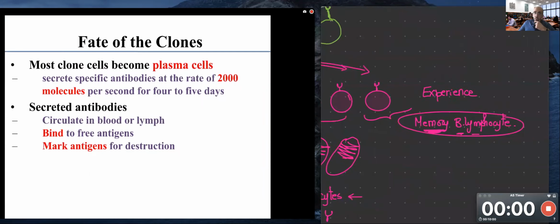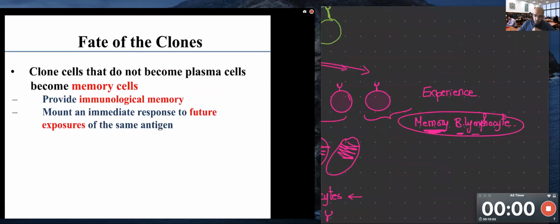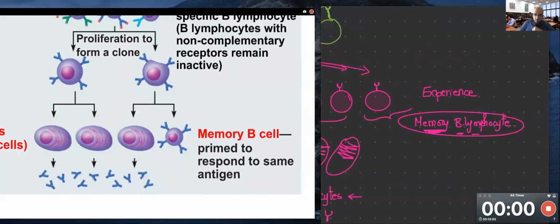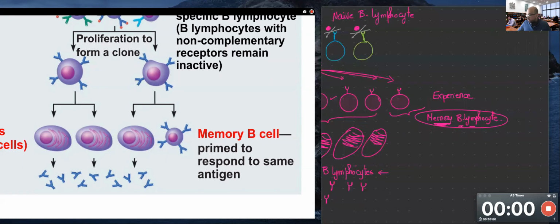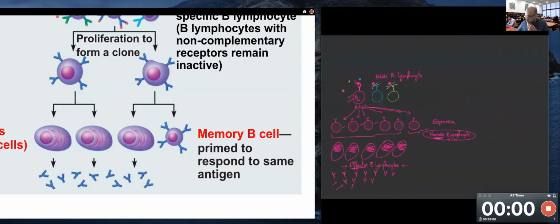We're looking here. A smaller number of the clones will become my memory B lymphocytes, ready to respond once you get a re-exposure to the same antigen. So what happens if I got re-exposed to the same antigen like a year from now? So after 1 year, you got exposed another time. Those cells will have the ability to recognize the same antigen.